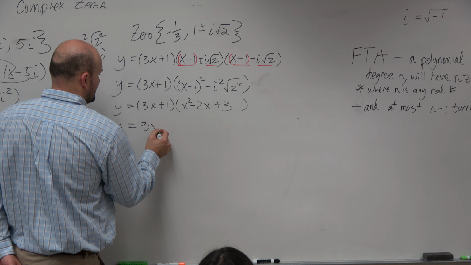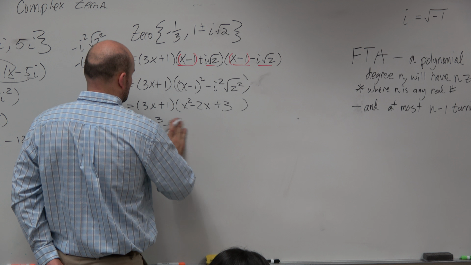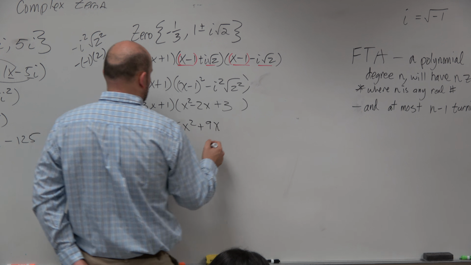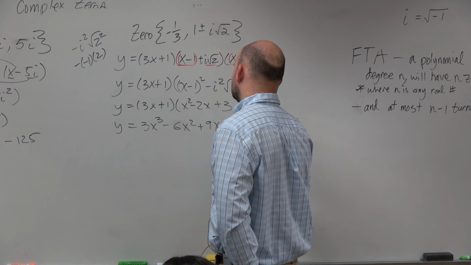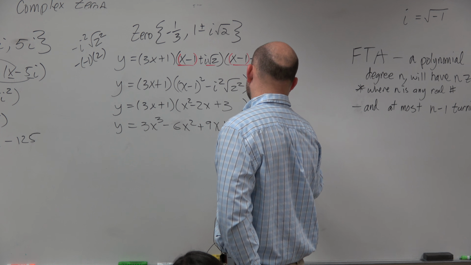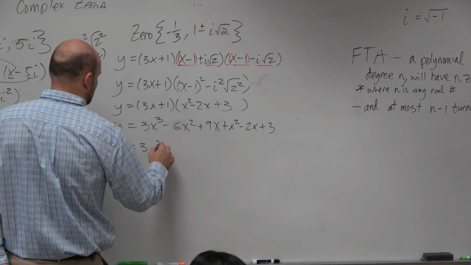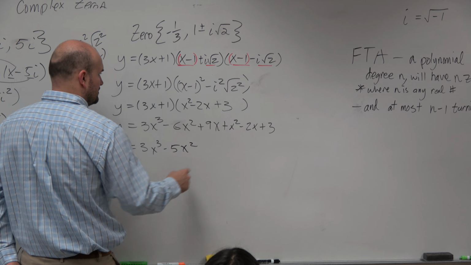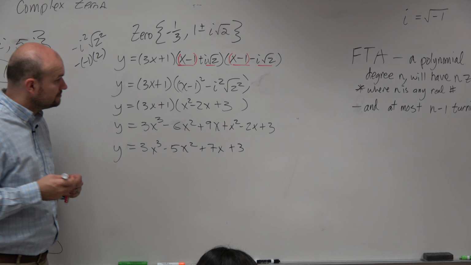All right, sorry. I know it's been a big day. A lot to cram in on one day. But just apply, and then you combine your like terms. Negative 6, so that's going to be minus 5x squared plus 7x plus 3.